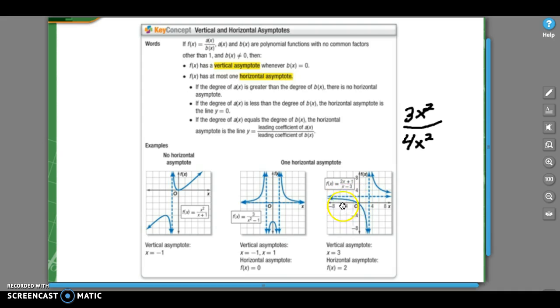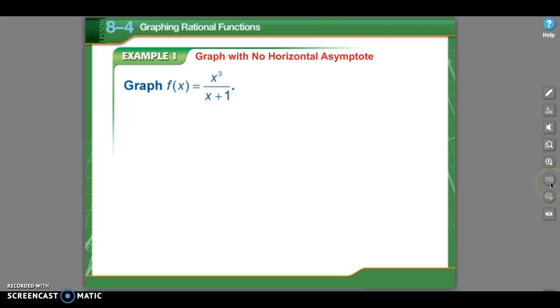And on this last function, we have 2x plus 1 over x minus 3, so they're both x to the first power, so the horizontal asymptote would be just 2 over 1, and you can see from the left side it approaches 2 from the bottom. From the bottom it's coming up to approach positive 2, and on the right side it's coming down from the top to approach positive 2 as you go out to infinity.